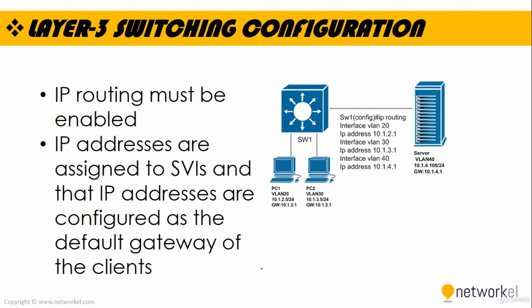Let's take a look at the layer 3 switching configuration right now. First, we need to start by typing the ip routing command on our multilayer switch. If you forget this, your switch won't build a routing table. Then we create SVIs, Switch Virtual Interfaces, and define the proper IP addresses on the SVIs, and those IP addresses are configured as the default gateway of the clients.